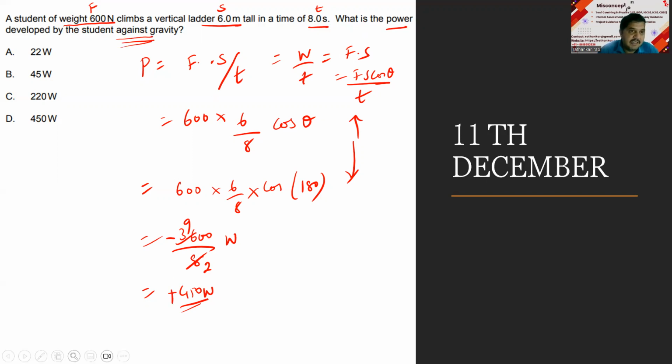If you say just what is the work done by the student, that means 450 watts is the work done by the student. That means so much energy per unit time he has spent. Why does he spend? Because gravity is pulling. When I say against gravity, this negative sign is already taken care of. That's the reason we have given only positive values, and thus the answer is 450 watts.